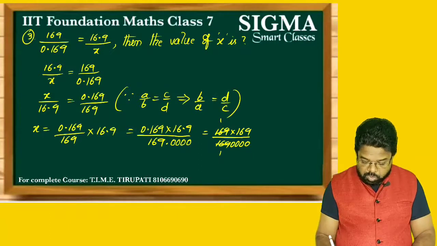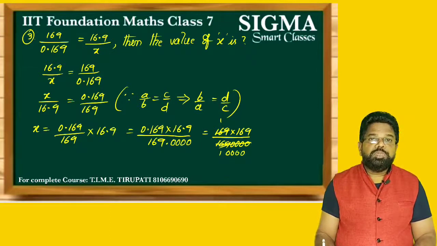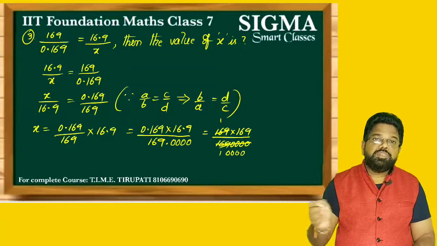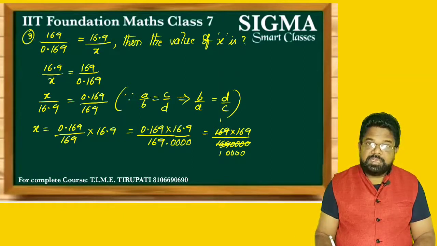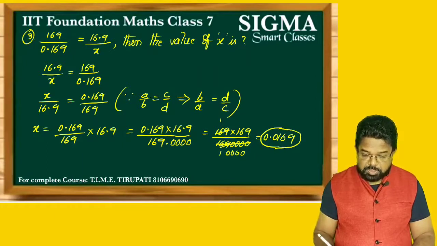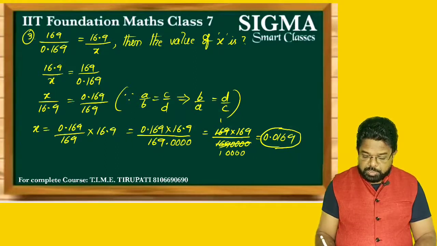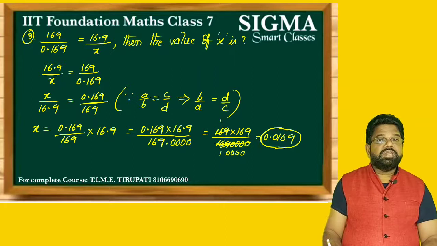Once it gets cancelled, how many zeros are here? 4 zeros are there. 4 zeros means you have to place the decimal after 4 digits from the right. But only 3 digits are there, 169. After 4 digits means you have to place one more 0. So 0, 1, 6, 9. That is our answer. After the decimal there must be 4 digits. So what is our answer? x equal to 0.0169 is our answer.